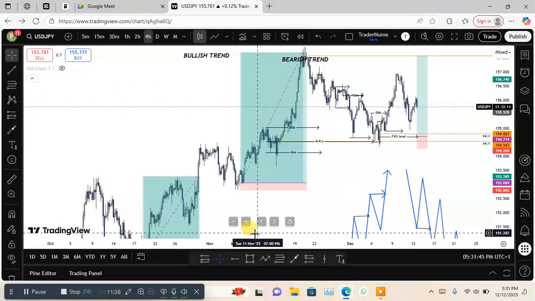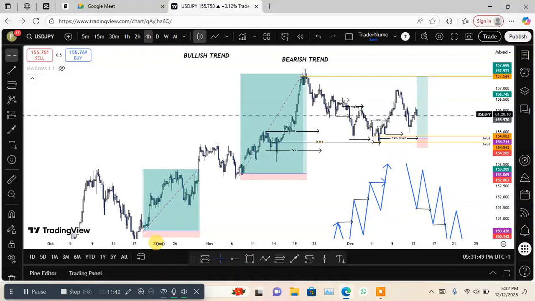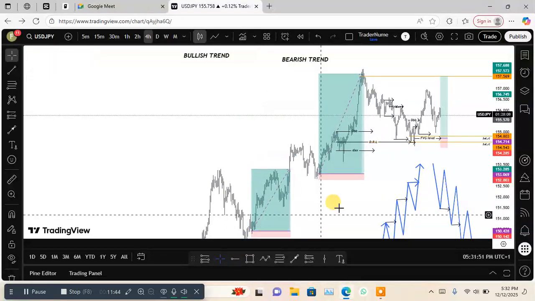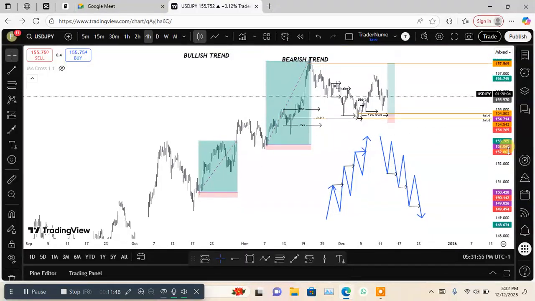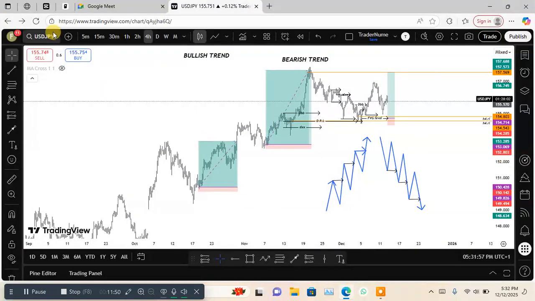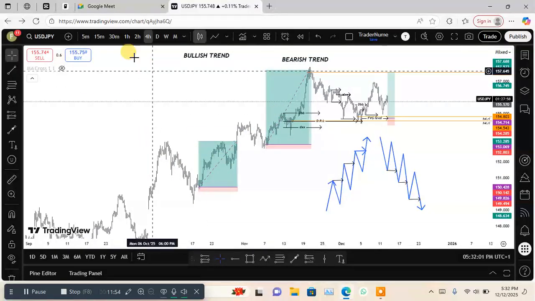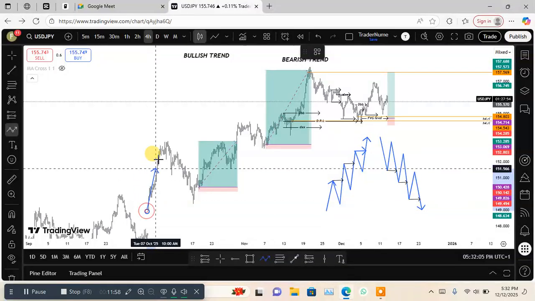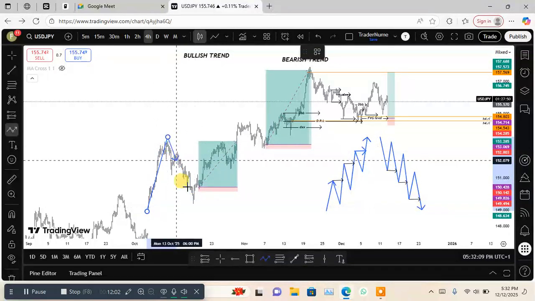What can you see? What can you see? If I decrease this a little bit, you see that USD JPY, which is the pair we are trading here, is bullish. Why is it bullish? Price is coming from down and going up, higher high, higher low.